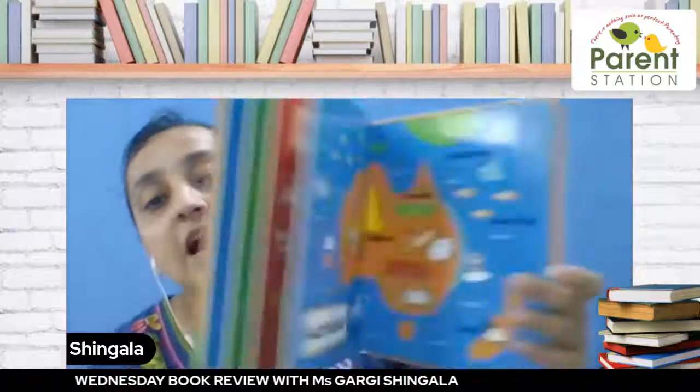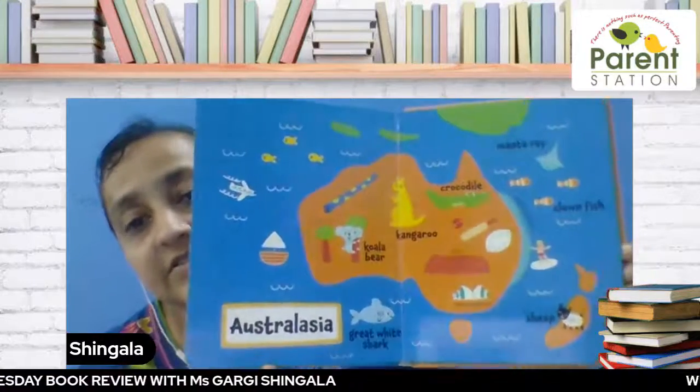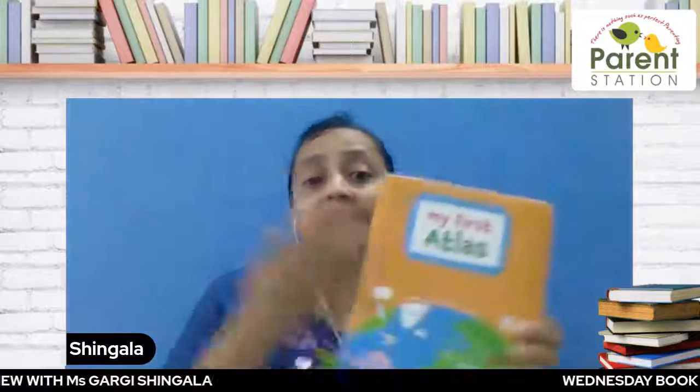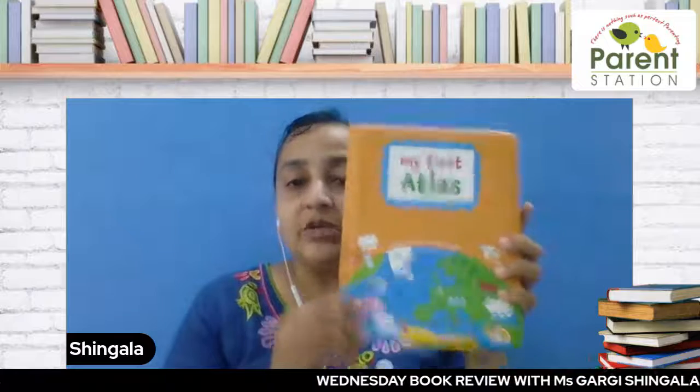All this is in a hardbound book. So this is the name such as My First Atlas. So this can be introduced to the child at a very young age. Next comes a little deeper book of atlas, which will have details.